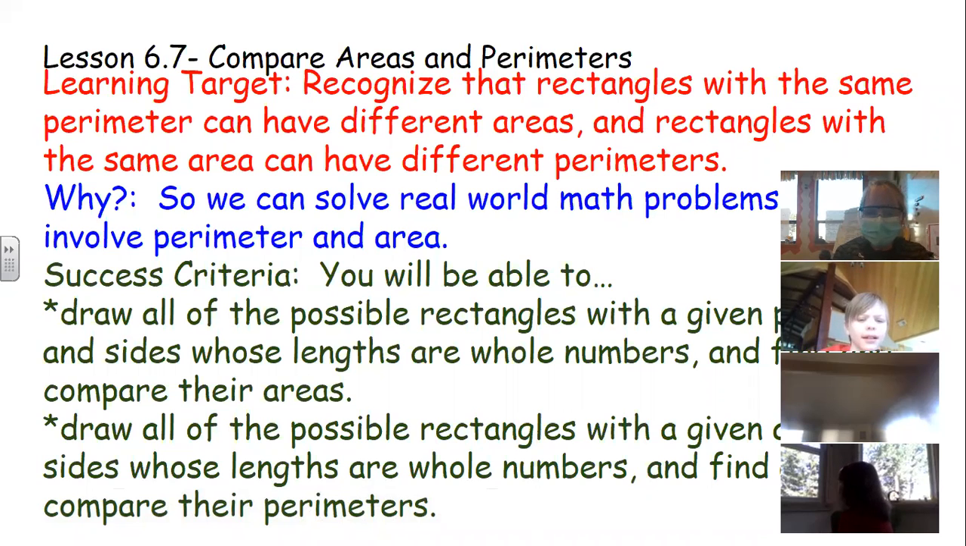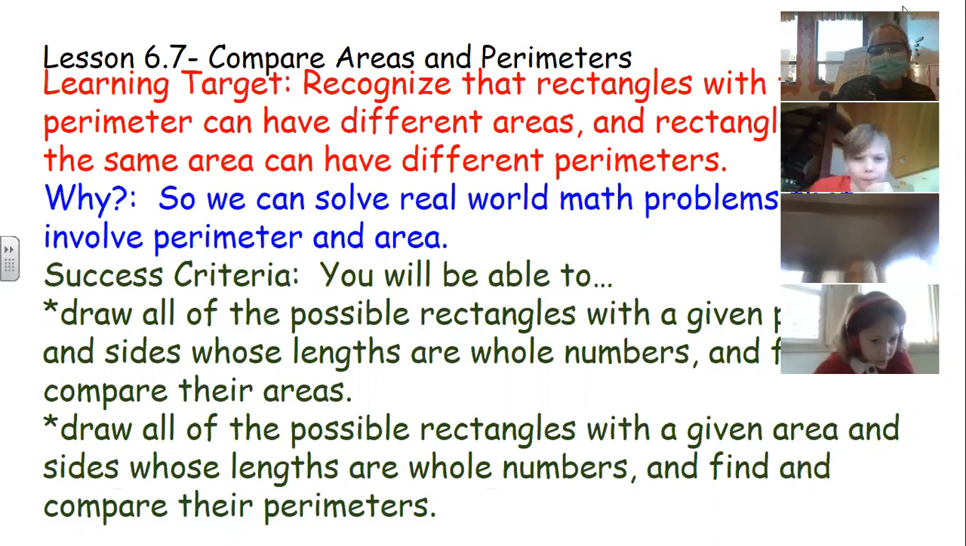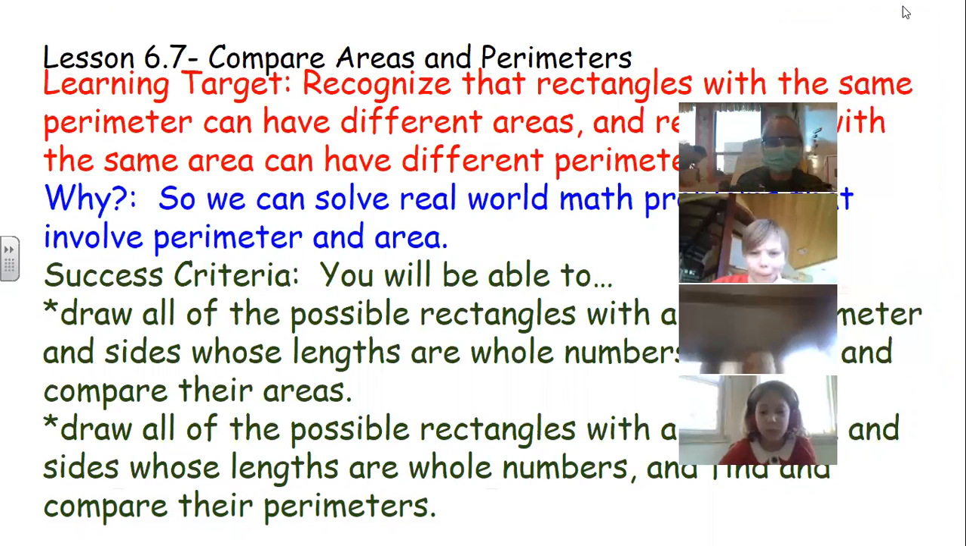You're going to be drawing. That's why I wanted you to get your boards. If you don't have the board for some reason, you can always use your math spiral. But if you're in person, I have extra boards. Okay, so we're going to draw all the possible rectangles with a given perimeter whose side lengths are whole numbers. And then we will look at their areas and compare them. And then we'll do the same thing where we're given the area and we will compare their perimeters.